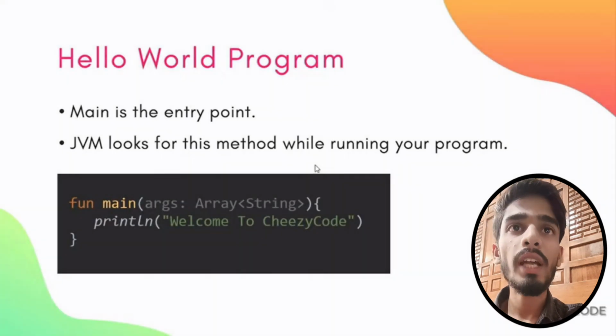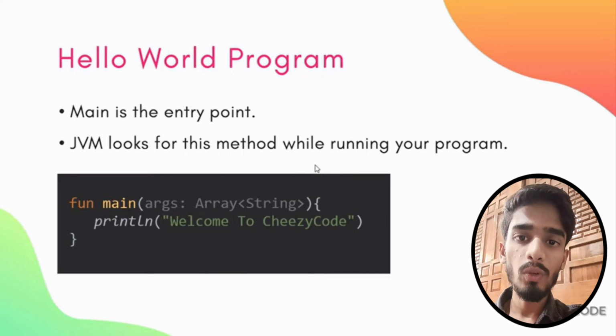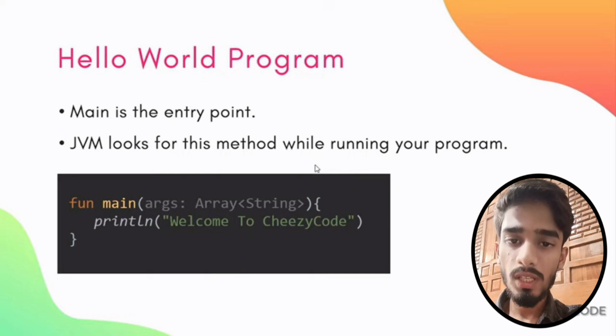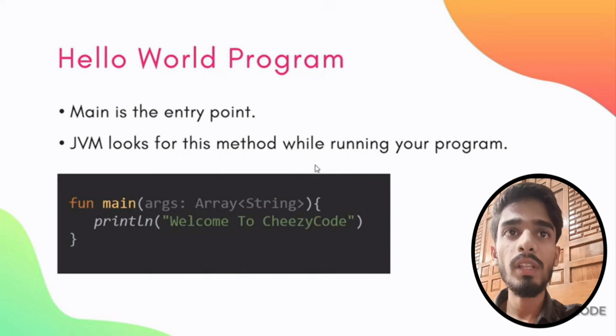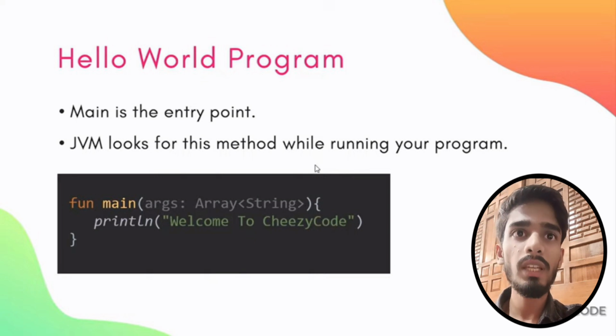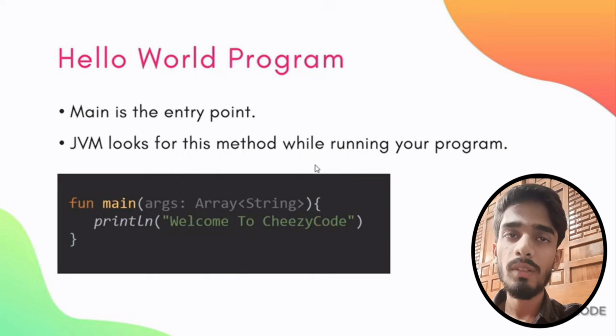Now how we write our basic hello world program is, every Kotlin program starts with a main function. Every Kotlin program should have a main function. JVM always looks for a main method while running your program. So this is how we write our main function. We first give our function name as main, and in that we write code as println of "welcome to the cheesy code".